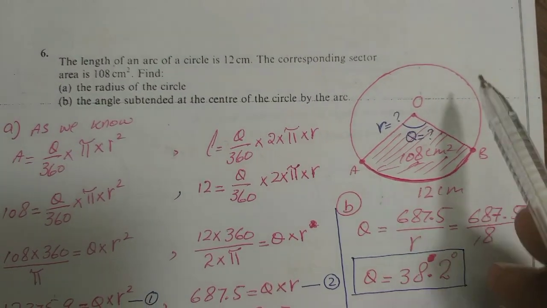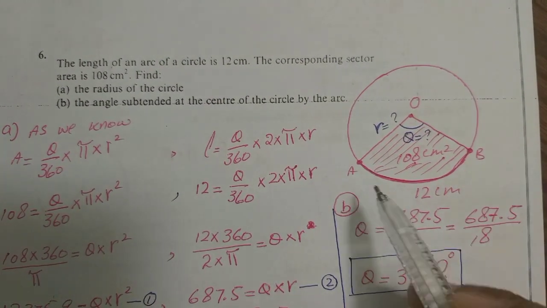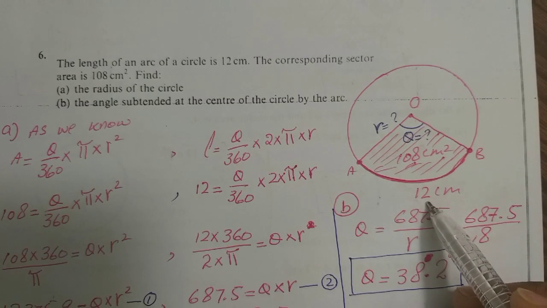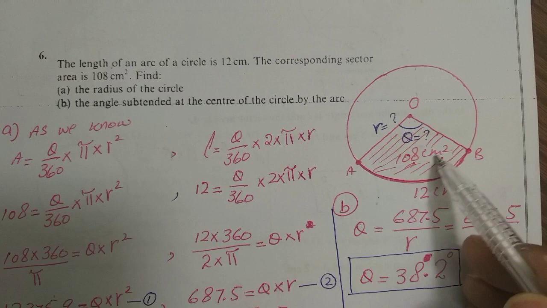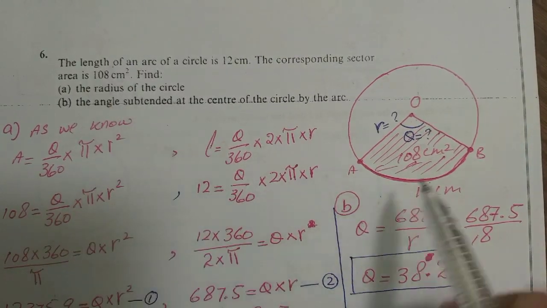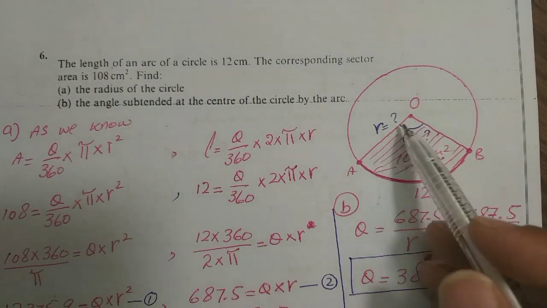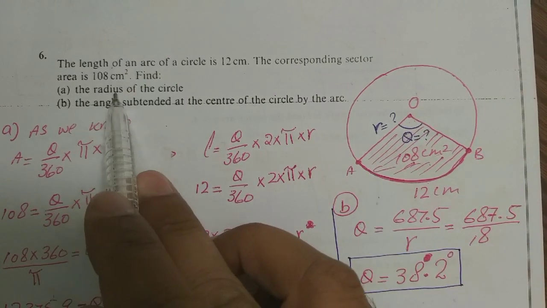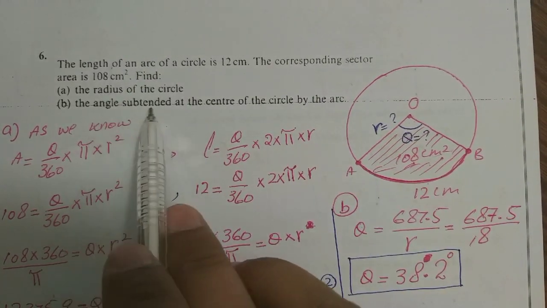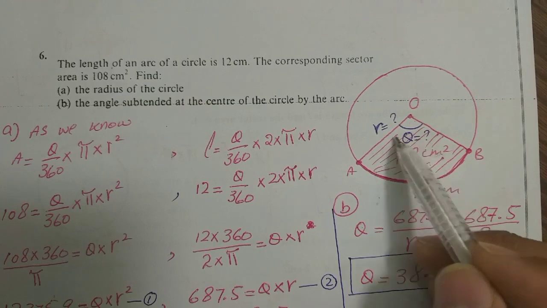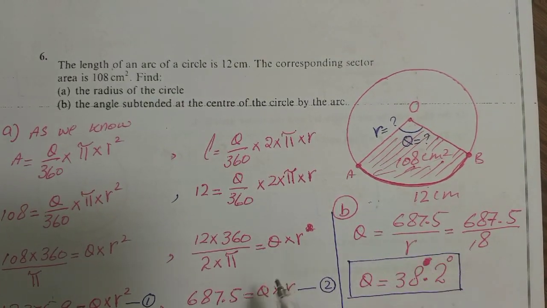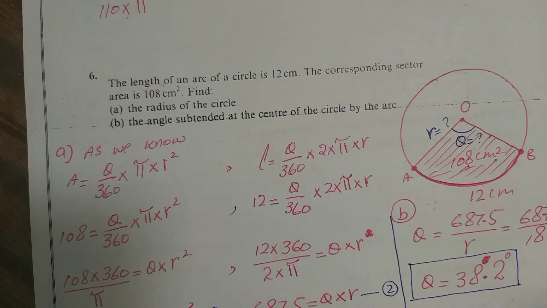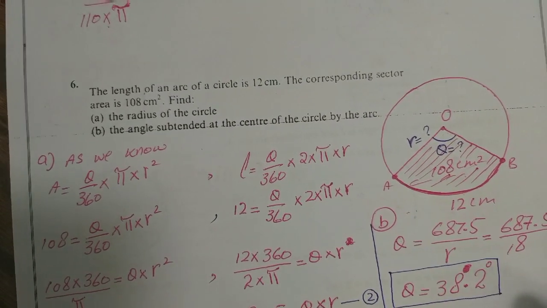Okay, I just make a rough sketch of the circle. This is the circle. I consider this the arc length, which is 12 centimeters given in the question, and the area of the sector, which is also given, 108 centimeters squared. He said find the radius in the first part, and in the second part find the angle subtended at the center. So we need to find these two values. We know the formula. This is a very interesting and kind of challenging question.